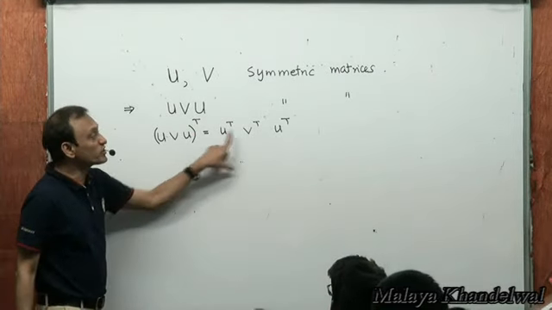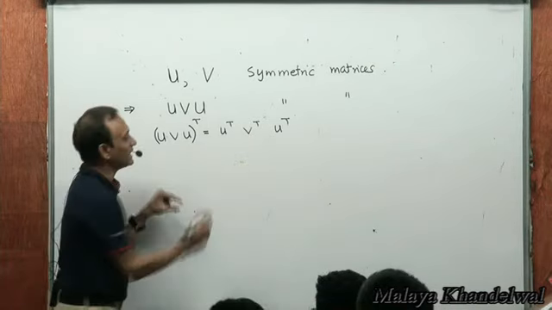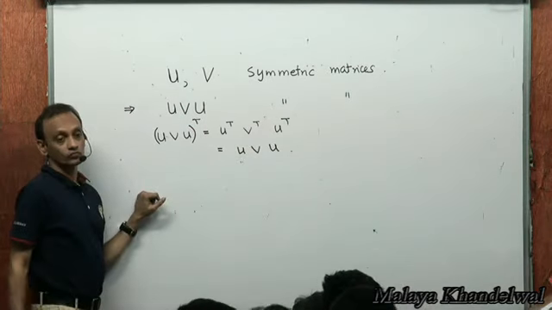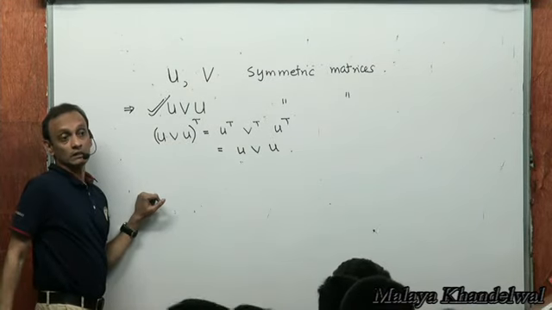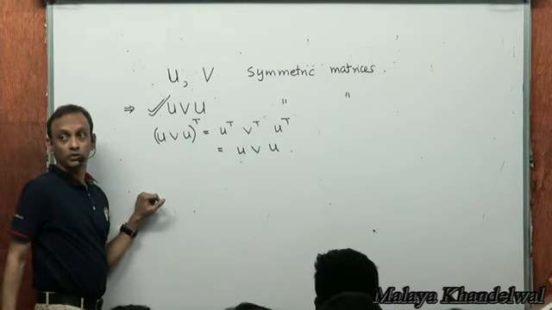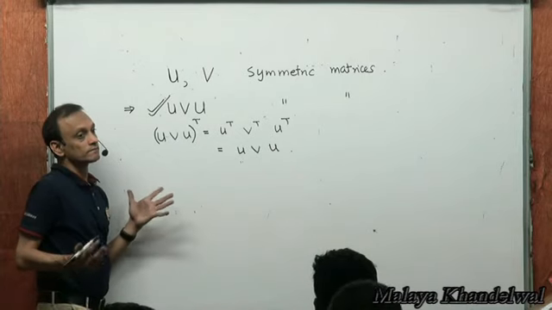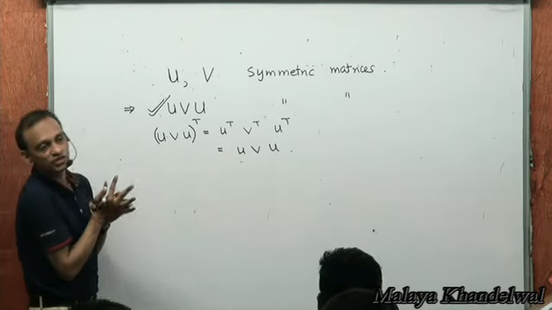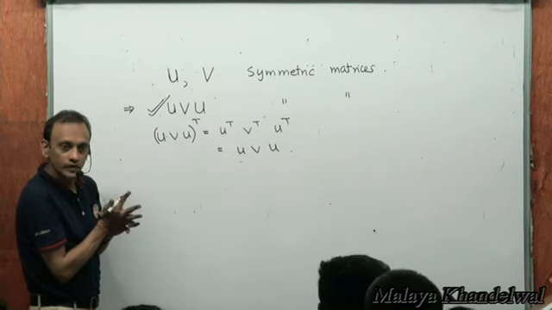But U is symmetric, V is symmetric. So U transpose will be U, V transpose will be V. So this is like UVU. Thus, UVU would be a symmetric matrix. Yes or no? Right? And in any order, it does not matter because the associative property will hold good. Right?